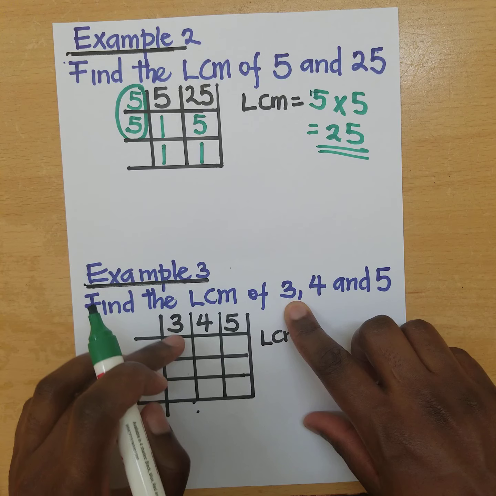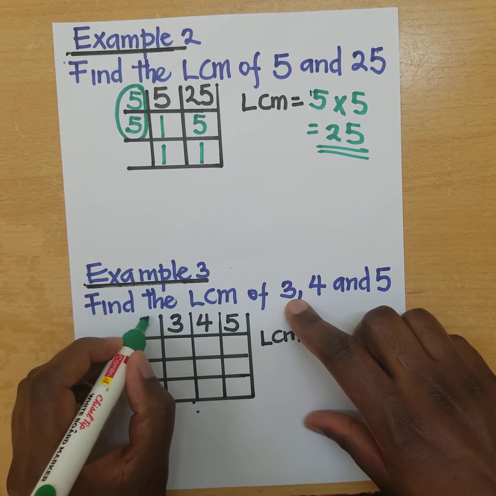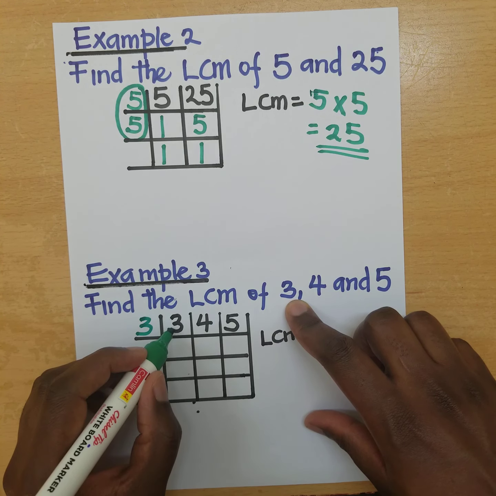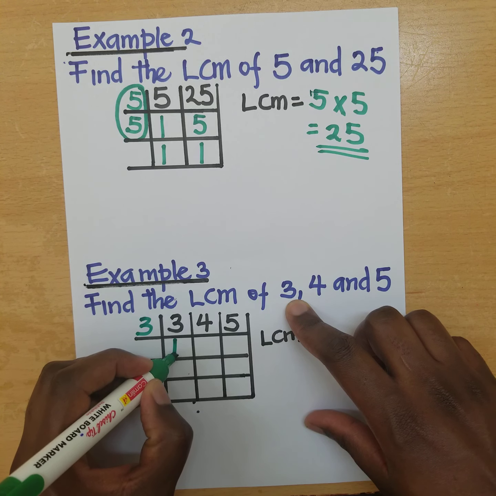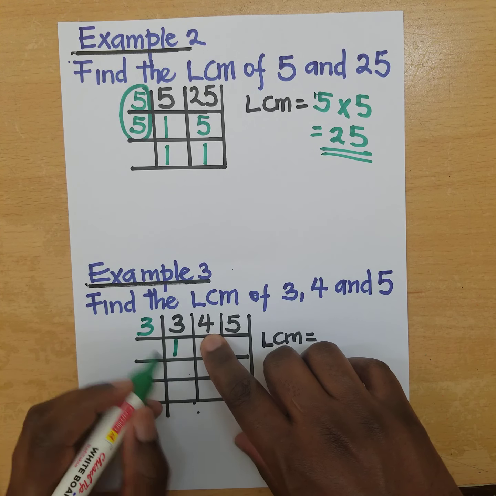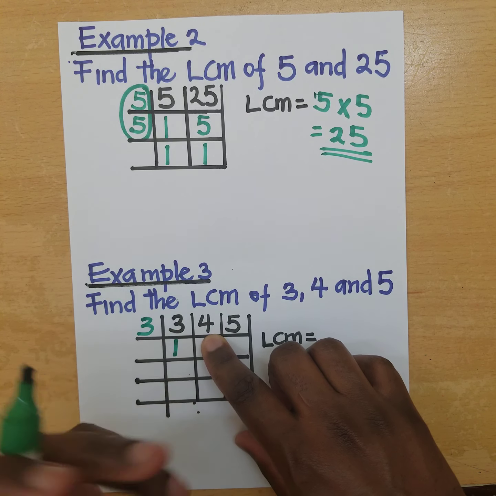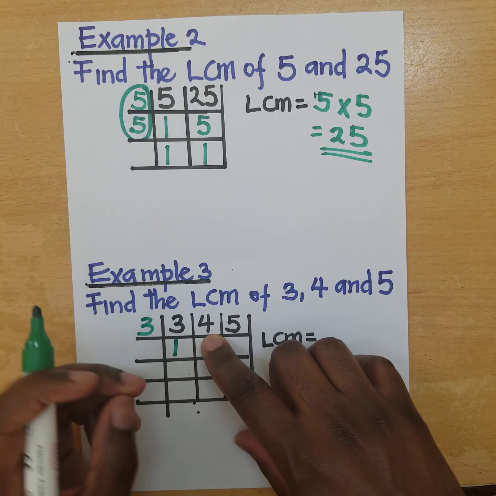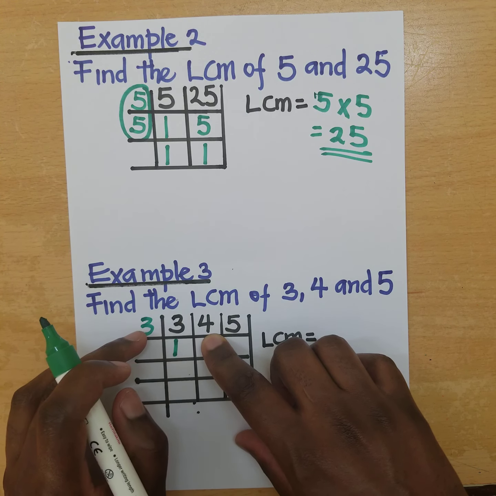Which number will divide 3 completely? It will be 3. 3 divided by 3, I'll get 1. What about 4 divided by 3? Yes, I will divide, but I'll remain with a remainder. So it's not wise to use it. Ignore that one and leave 4. What about 5 divided by 3? It is also possible. I'll get 1, but I'll have a balance of 2. So that one is also not possible. Ignore it and continue putting 5.